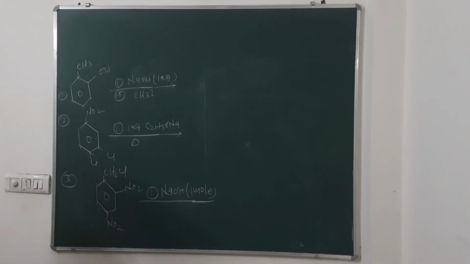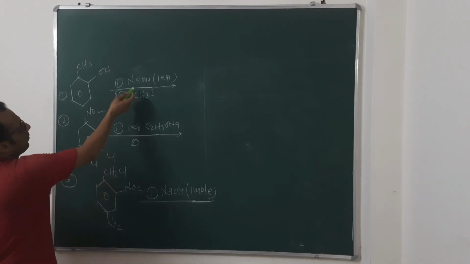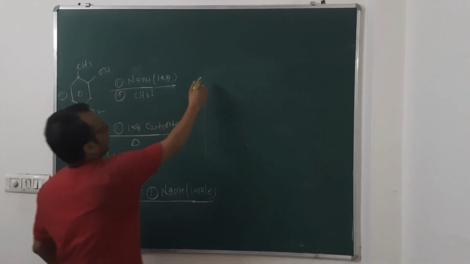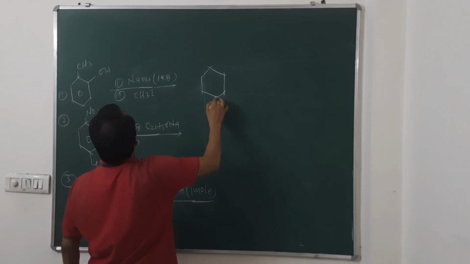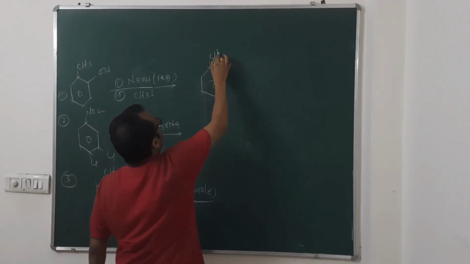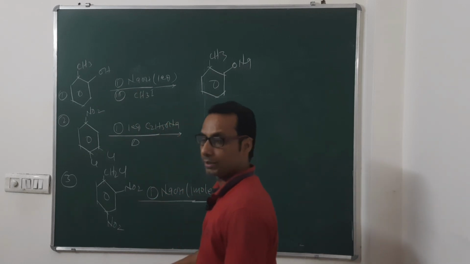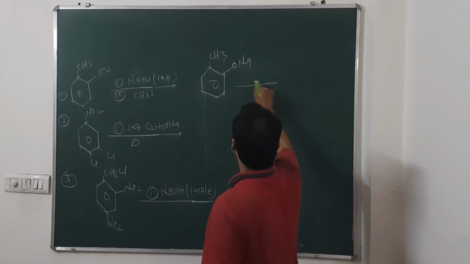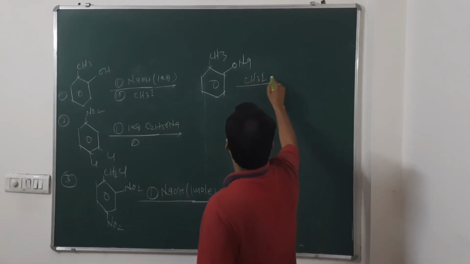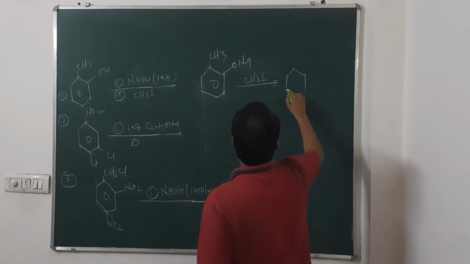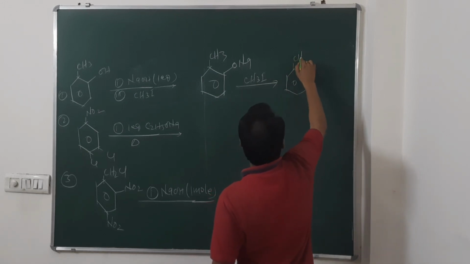Okay, students, simply here what happened, the product will be CH3ONa, correct? Right? And then you have taken the CH3I. So what happened? The product will form like that, CH3OCH3.